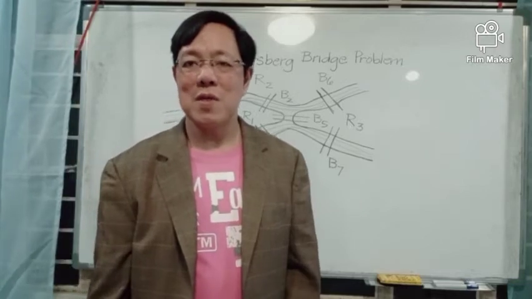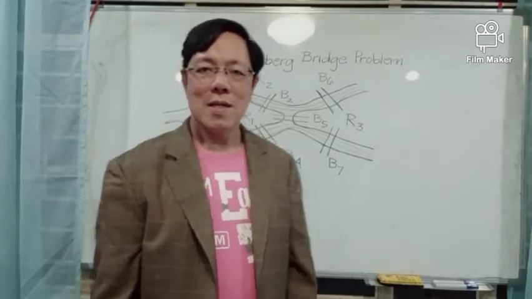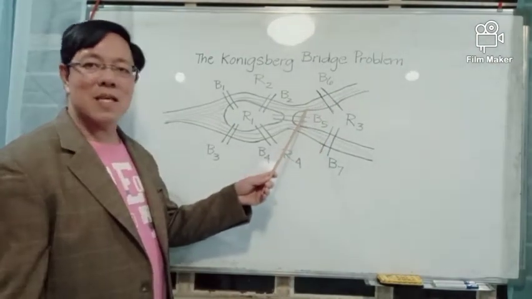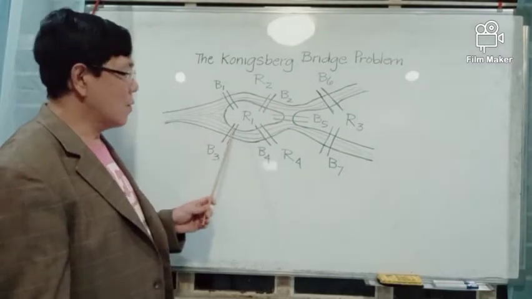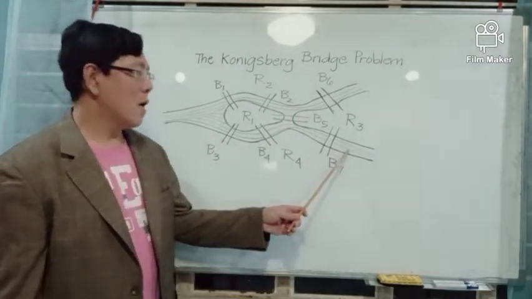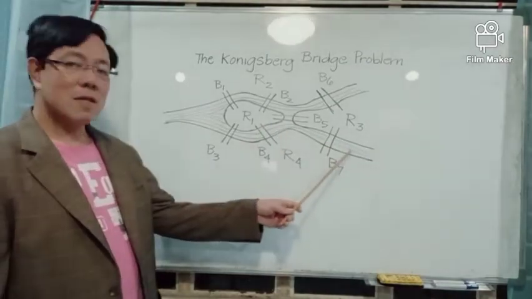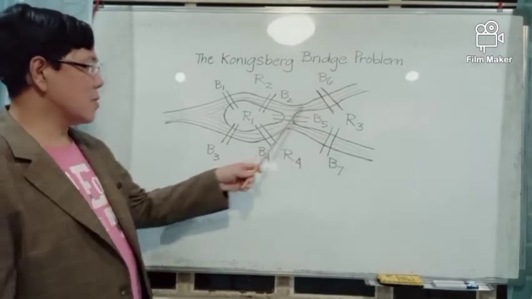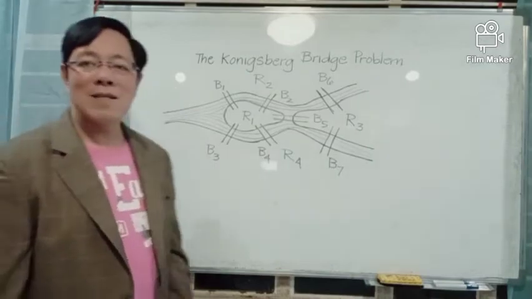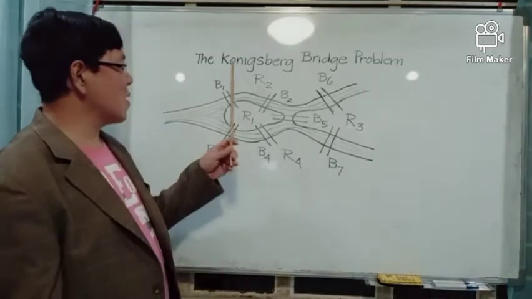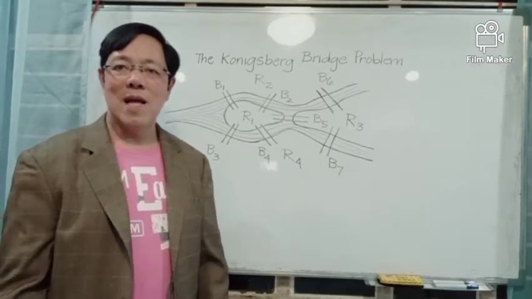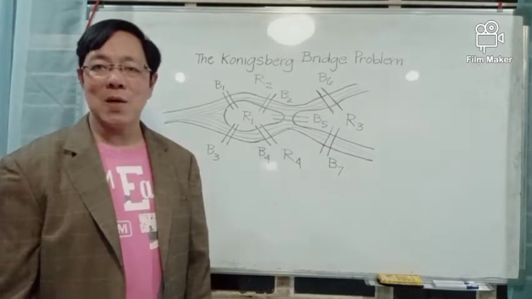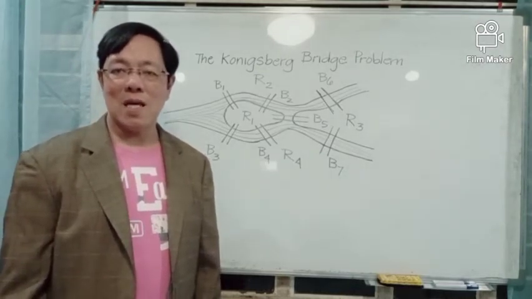Now, there was a river in Konigsberg. In this diagram, the river is indicated by this shaded region, or this shaded part of the diagram. This represents the river. The river goes from here to here. And this river divided the city of Konigsberg into four land masses, or four land areas, or four regions, which I denoted by capital letter R with a subscript.